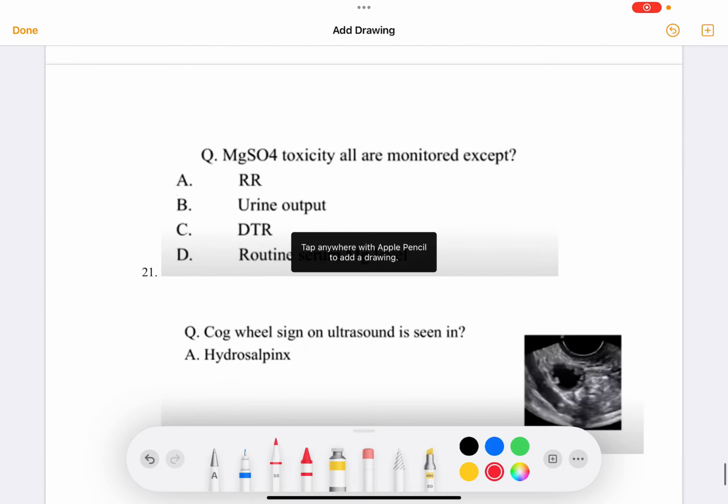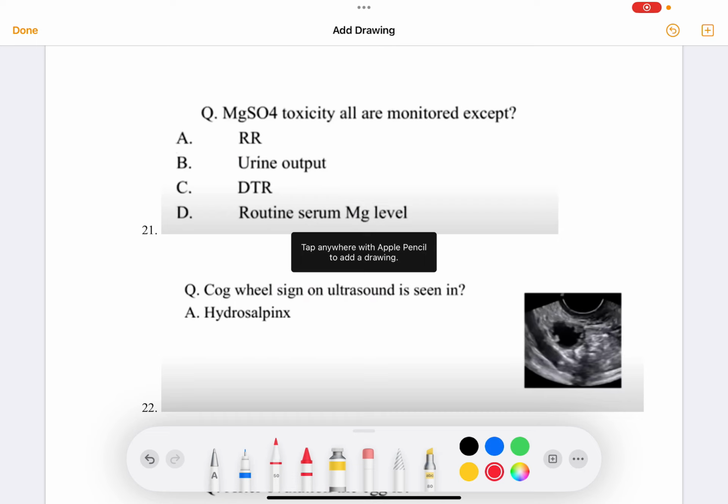Next question is a similar question which had come in the morning session. Magnesium sulfate toxicity is monitored except. So I have already told, respiratory rate is seen. If it is less than 12, then we stop magnesium sulfate. Urine output less than 30 ml per hour can be a warning sign where you stop the magnesium sulfate. Deep tendon reflexes if absent, then also we stop, but routine serum magnesium levels are not done generally.